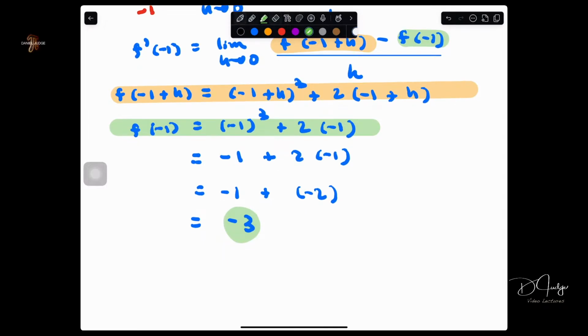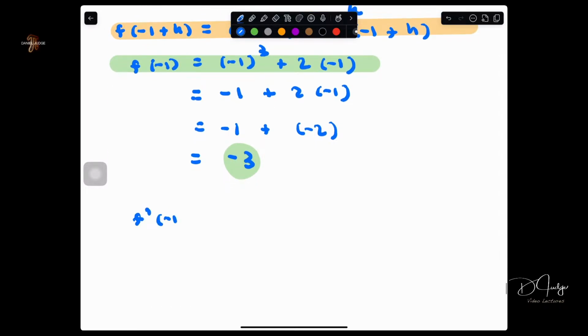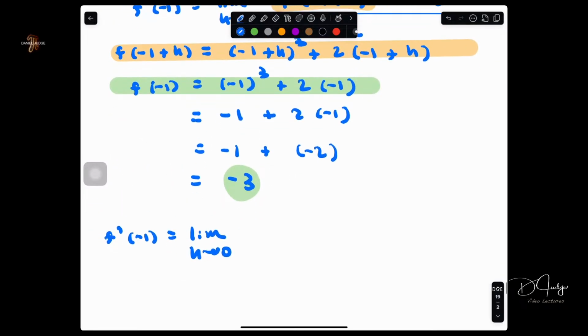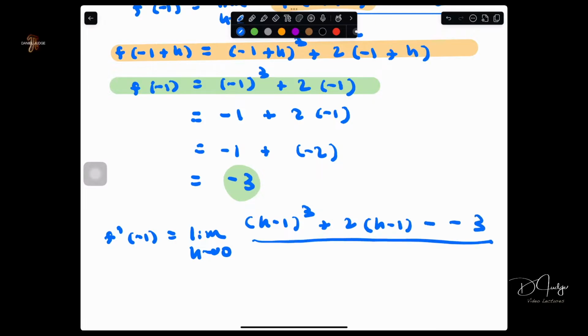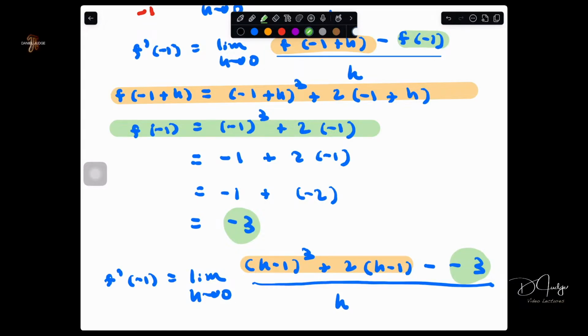Now let's focus on the orange part. At this point, let's use the definition of derivative. See if we can move this along here. This is kind of getting a little tricky to write. I'm going to write this as h minus 1 cubed plus 2 times h minus 1 minus a -3, over that h now. So you can see this is the orange portion where I switched my addition of terms, minus the green portion in my definition.